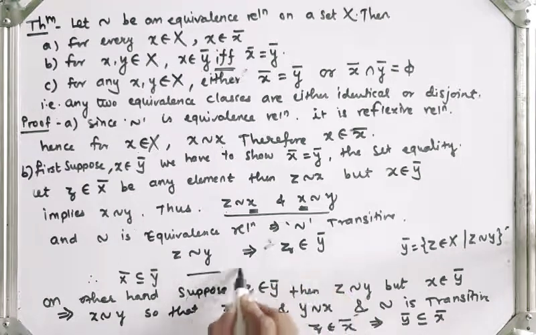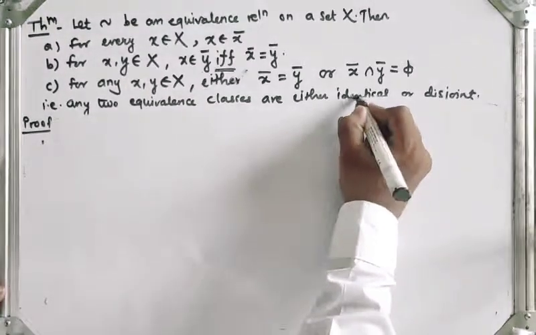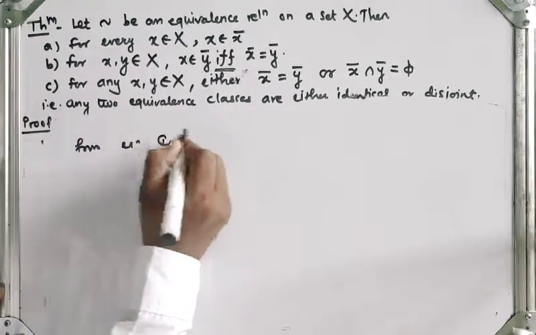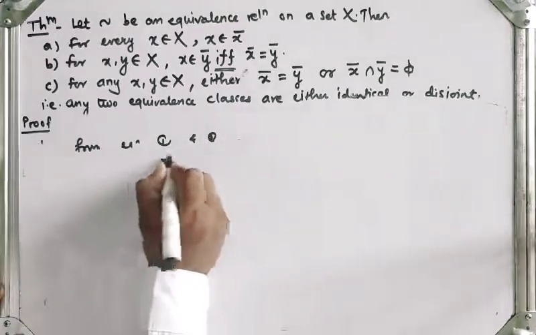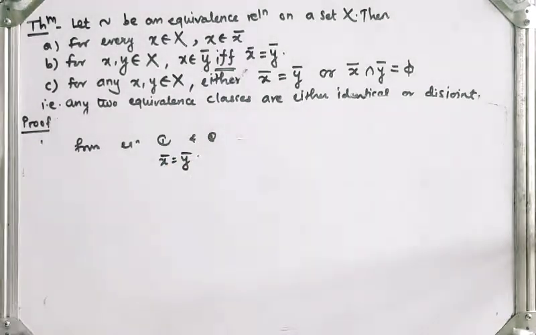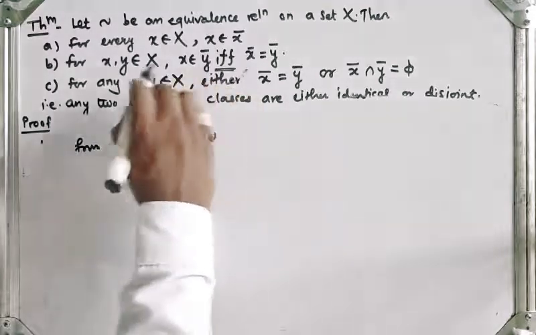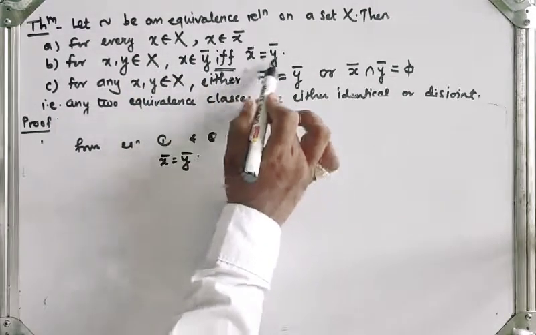This is equation number 1 and this is equation number 2. So from equation 1 and 2, I get x bar is equal to y bar. So this is the first case: if I have x belongs to y bar, then I have proved x bar is equal to y bar.